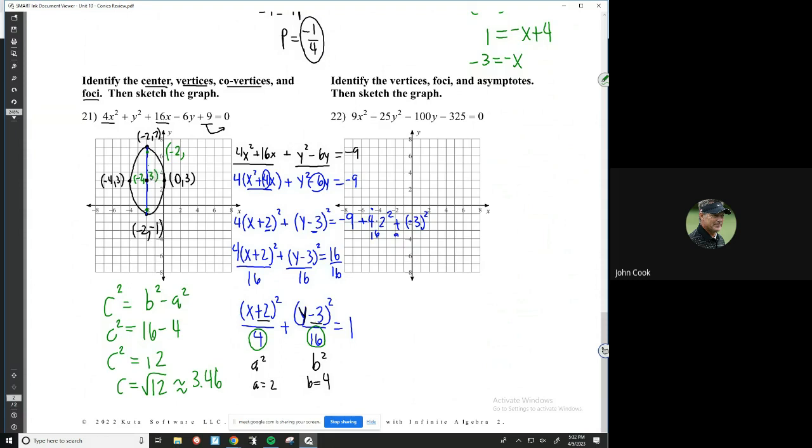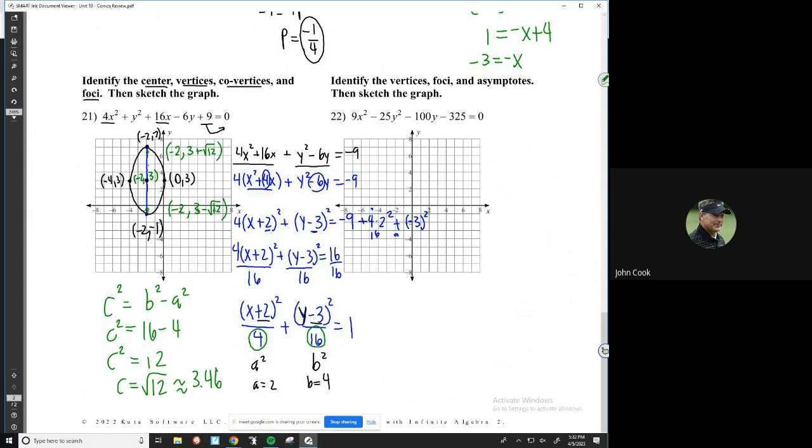So I'm going to do 3 plus square root of 12. That's up by square root of 12. And then this one's going to be located at negative 2, comma 3 minus square root of 12. So I go up and down from the center by that amount, square root of 12. Okay, so there's the ellipse.